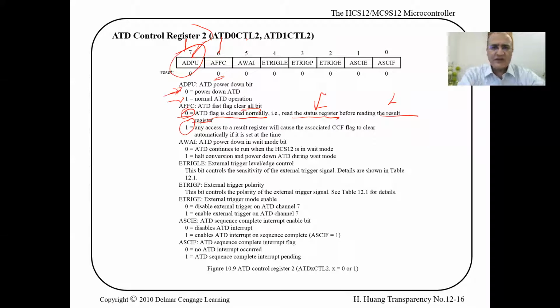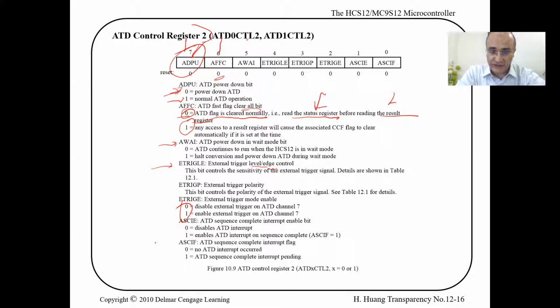The rest of the bits: what will happen to the A to D in the wait mode? Well, you can decide to keep it working or disable it. If I choose to make the A to D be triggered by AN7 or AN15, what is the trigger going to be, level or edge? The polarity, if the trigger is going to happen. Disable or enable the external trigger, if I want it to be there or not.